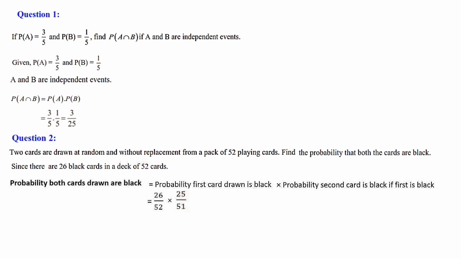So this is the probability. Let's do a little bit of calculation. We have 26 and 52; when you cancel, you will get 1 by 2. So 1 by 2 into 25 by 51. No cancellation is possible here. Then the final answer will be 1 into 25, which is 25, divided by 2 into 51, which is 102. So 25 by 102 is the required probability.